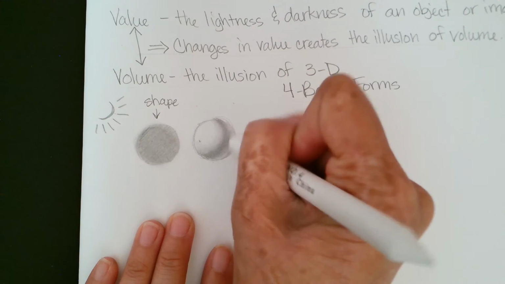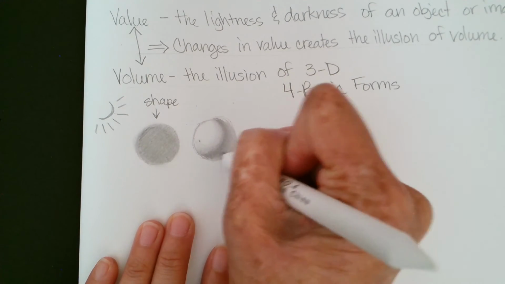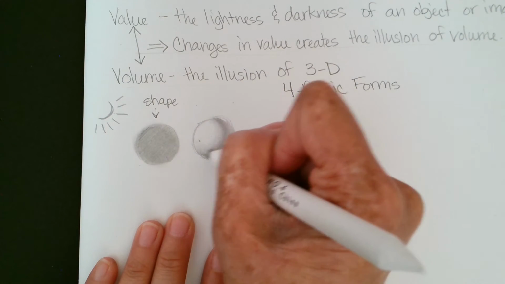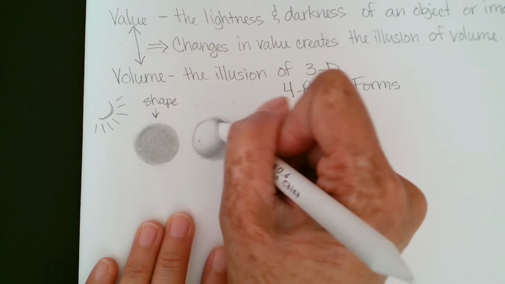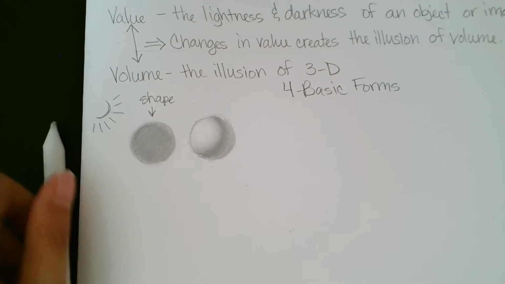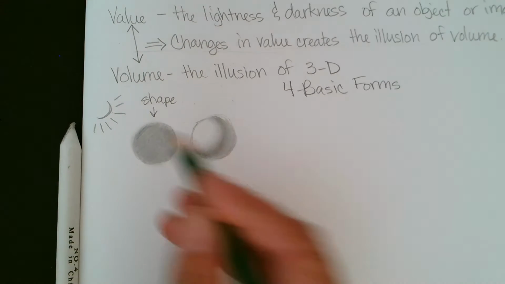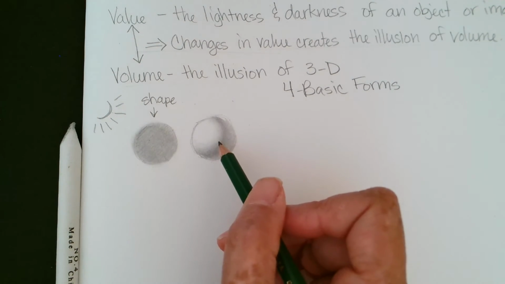Okay, so now you can see there's a form. It gives the illusion that this circle has now turned into a sphere. Okay, so that's the difference between a shape and a form. A form gives you the illusion of 3D.